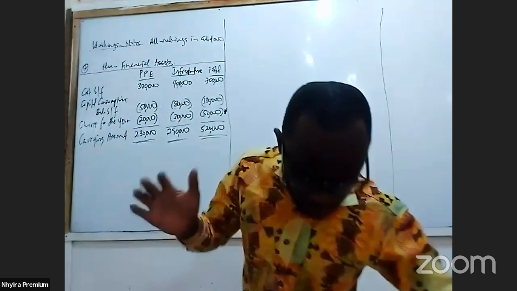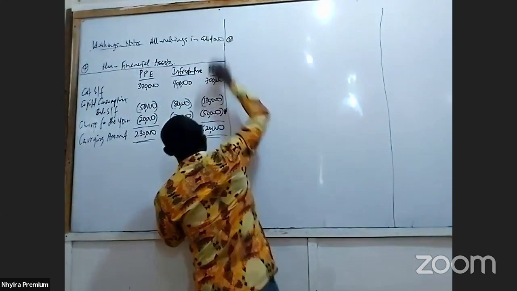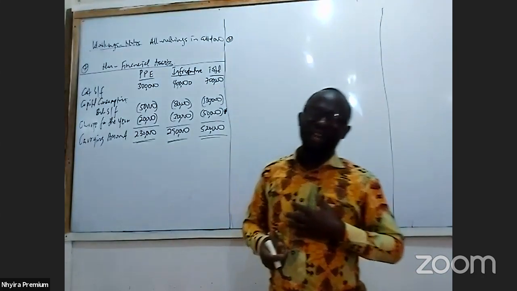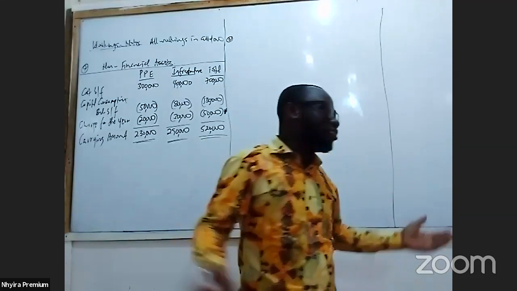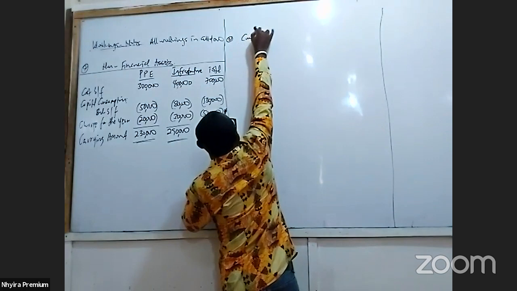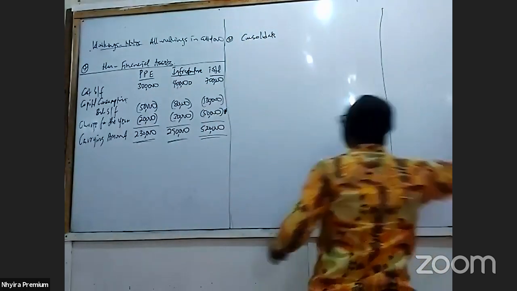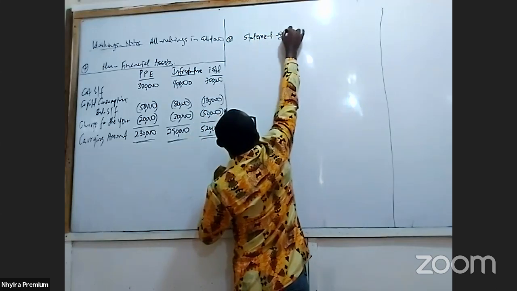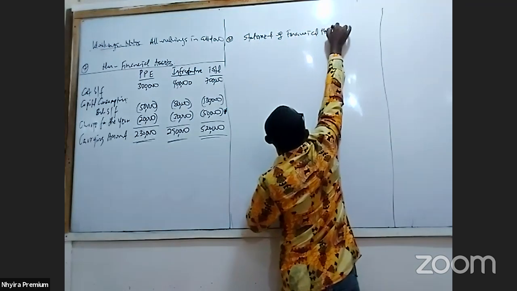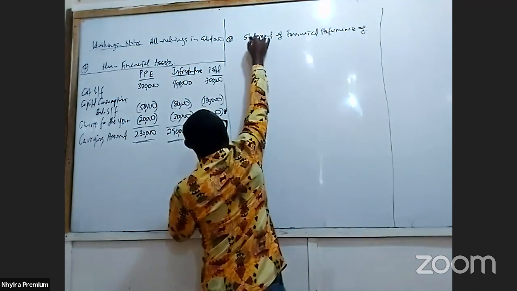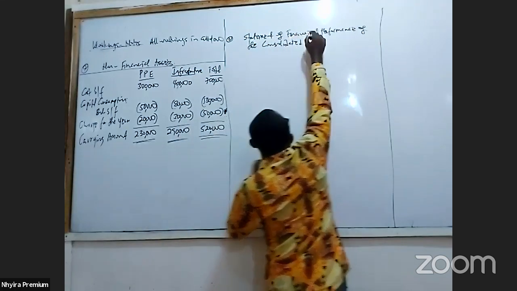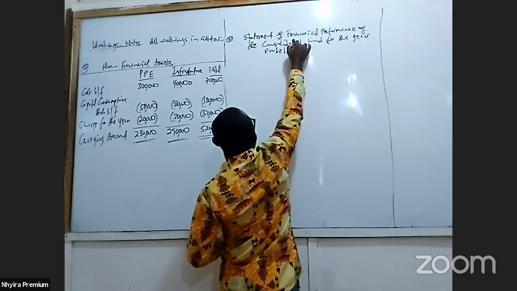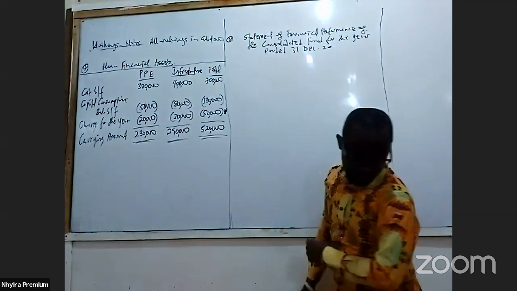So let's go to the A aspect of the question and answer it. In A, we are preparing the statement of financial performance of the consolidated fund for the year ended 31st December 2018. The examiner said we should compare that with the budgeted information, but the examiner is just giving us some headings here.